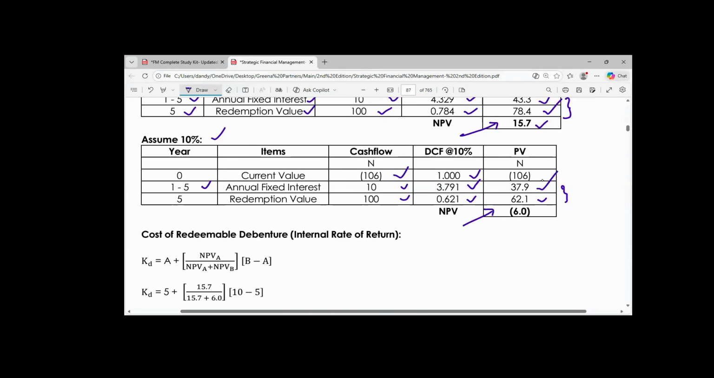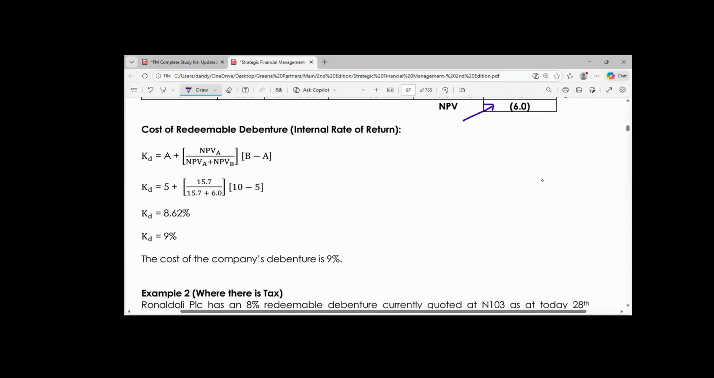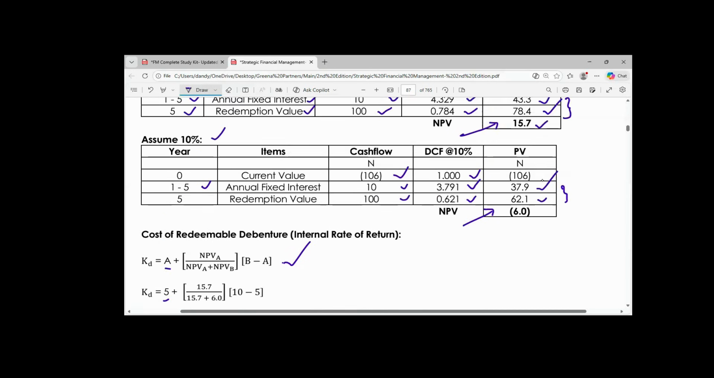The next thing we need to do is to now put this in the internal rate of return formula. That is, we calculate the cost of redeemable debenture using the internal rate of return formula. This is the internal rate of return formula we have used in the past. Therefore, A is 5% because A is the lower discount rate. B is the higher discount rate, which is 10%. So we have calculated the NPV of the lower discount rate to be 15.7. NPV of the higher discount rate is negative 6.